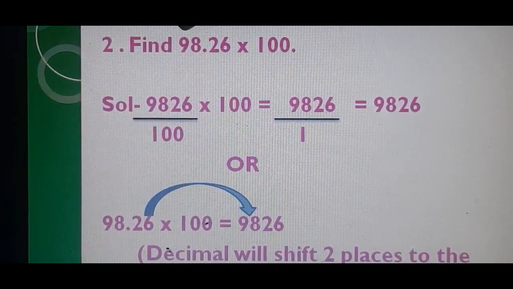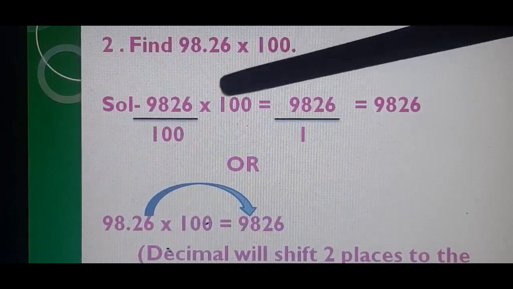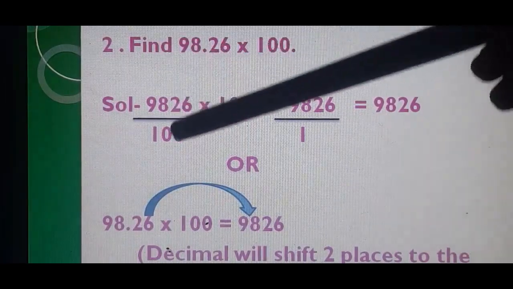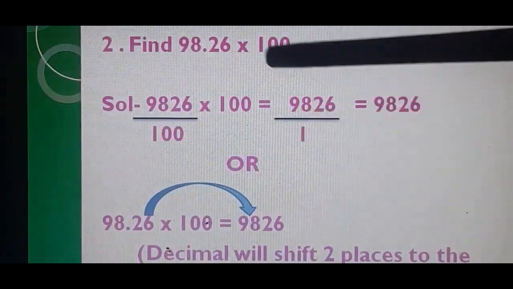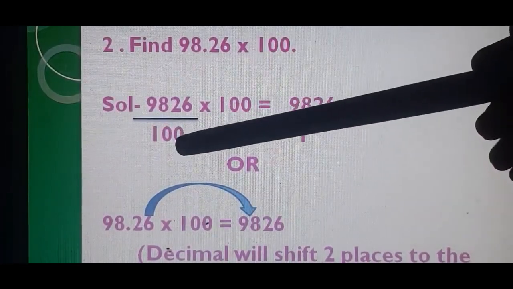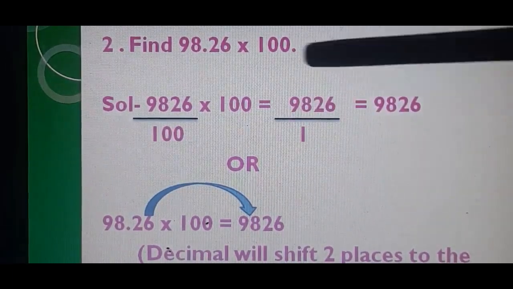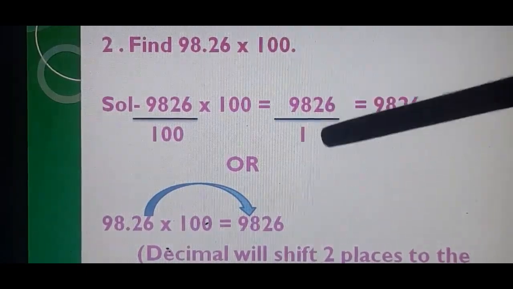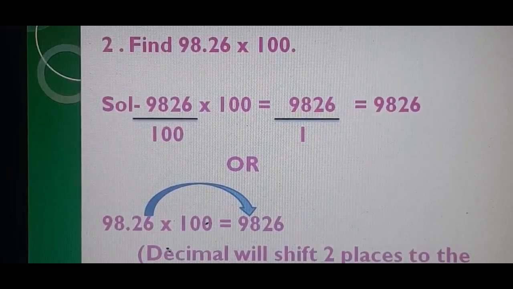Find the product 98.26 multiplied by 100. 98.26 is 9826 upon 100, because after the decimal 2 digits are there, so the denominator will become 100. Multiply by 100. 100 and 100 cancel. Now the number left is 9826 upon 1, that is 9826.